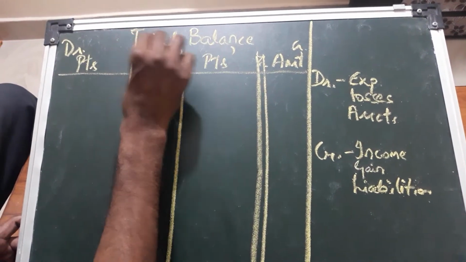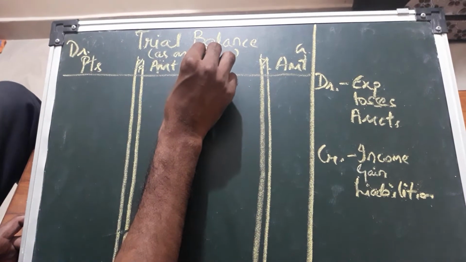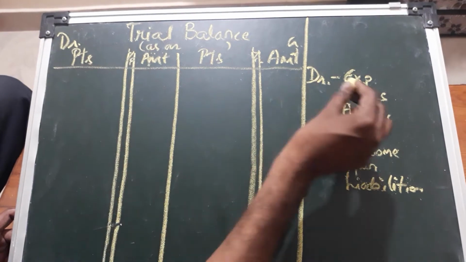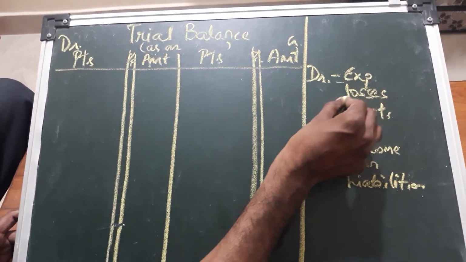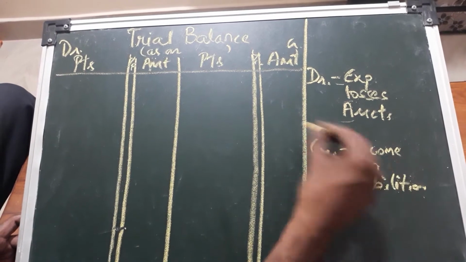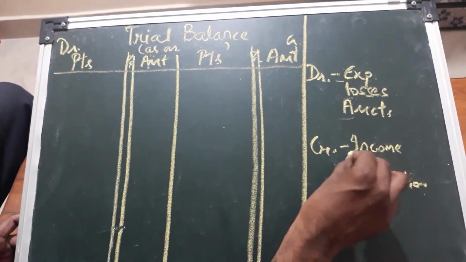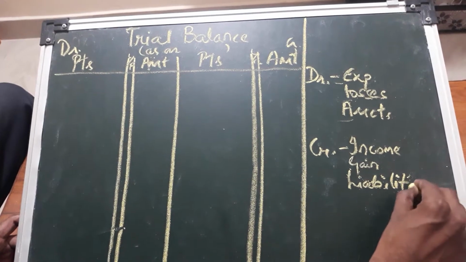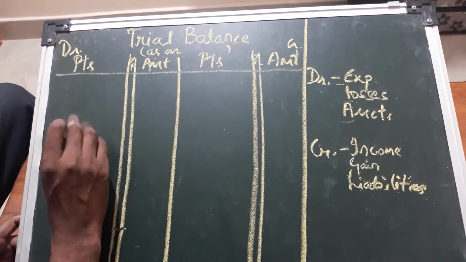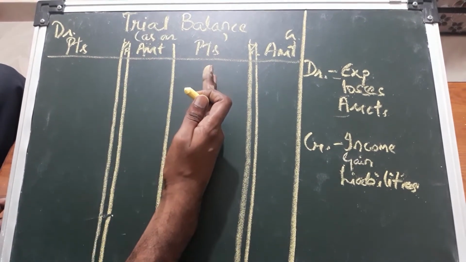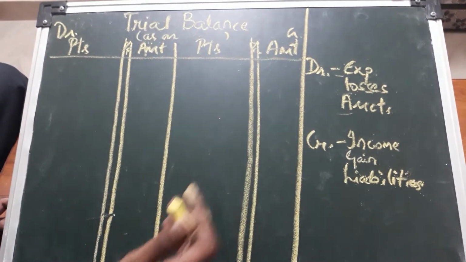Now I am going to remind you of the rule for preparing a trial balance. On the debit side of the trial balance, all expenses, losses and assets appear, and on the credit side, that is the right-hand side, all income, gains and liabilities are entered. The format of the trial balance has particular, LF, amount for the debit side, and again particular, LF, amount for the credit side.